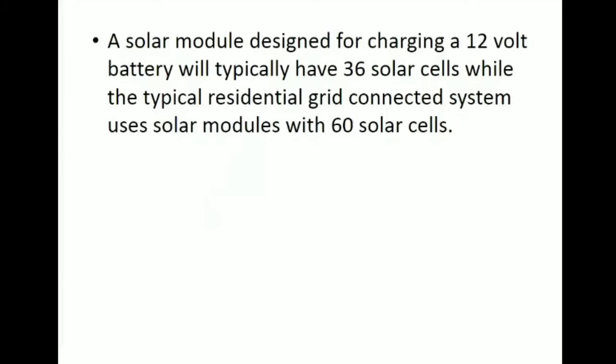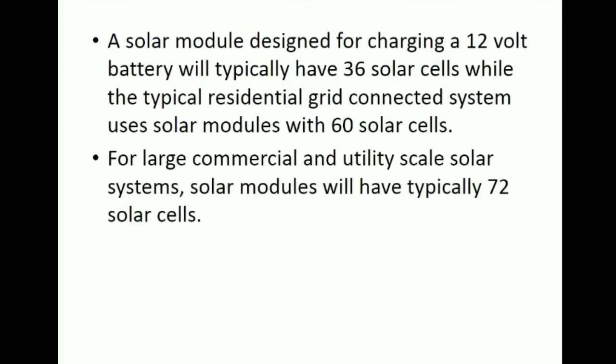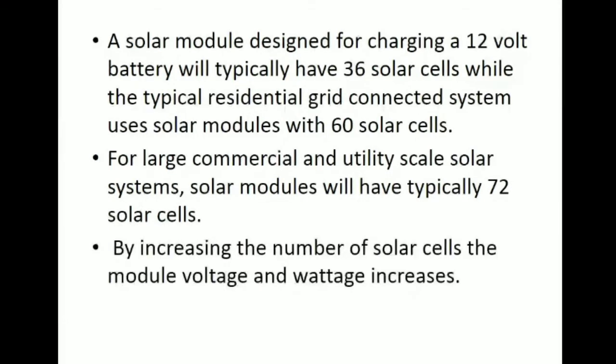A solar module designed for charging a 12-volt battery will typically have 36 solar cells, while the typical residential grid-connected system uses solar modules with 60 solar cells. For large commercial and utility scale solar systems, solar modules will typically have 72 solar cells. By increasing the number of solar cells, the module voltage and wattage increases.